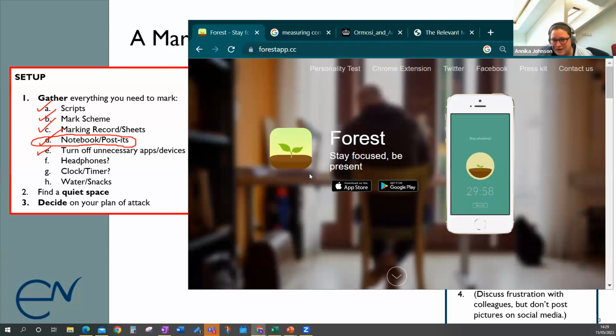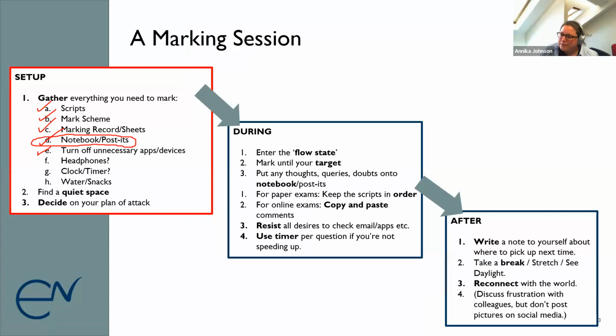I like this one because a tree grows while your phone is locked and it looks cool. And if you plant lots of fake trees, then eventually they plant a real tree, and that's nice. But the message really is just remove as many distractions from yourself as possible. Because there are points in the marking where it's like, I just don't know, or I'd rather do anything else. It's important to try and stay in the marking zone.